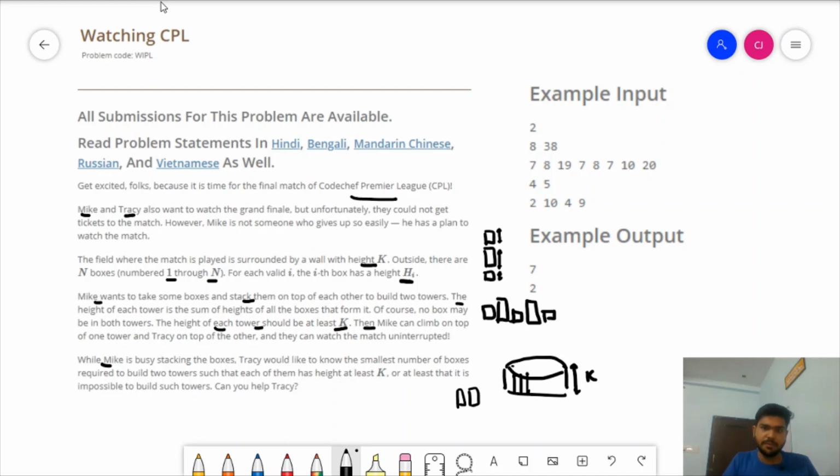Let us suppose that we have been given this particular example input. For the two test cases we have two things. The first one is the number of boxes that we have, and the second one is the value of k, that is the height of the wall. In the array that we have been given, the heights of the boxes are mentioned in a random order. There is no particular order, either increasing or decreasing. They can be in any order, and we need to find the minimum number of boxes.